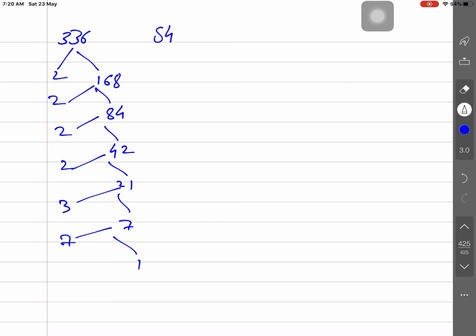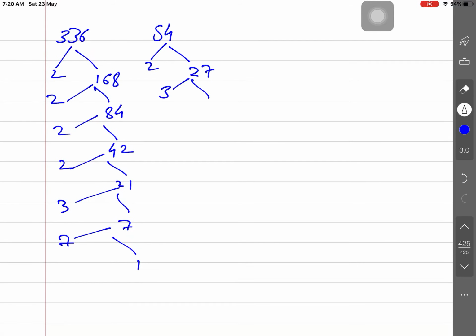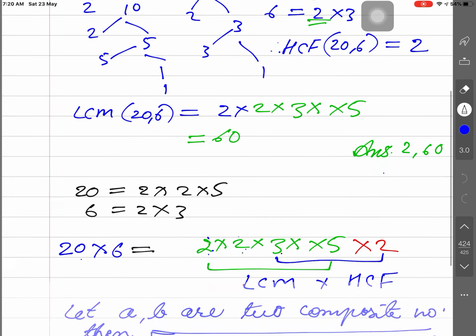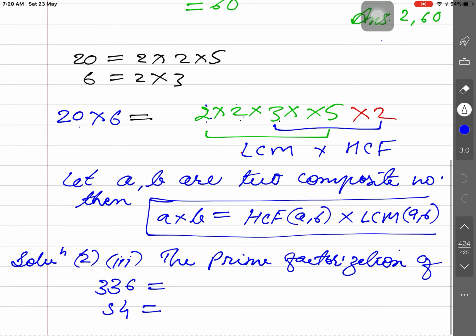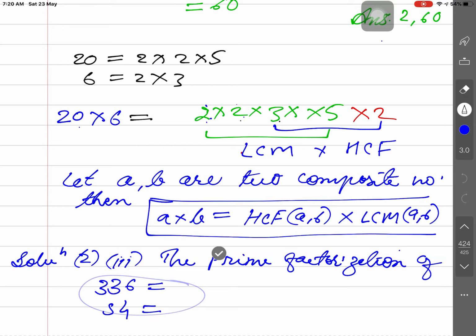54 is also there. 2 goes in that, 27 coming here. So 3 goes now in 27, 9 coming here. Again 3 goes, 3 coming here. Again 3 goes, 1 is there. Right, so 3 3s are 9, 9 3s are 27, 2 27s are 54. So it's a prime factorization. You may see this. The prime factorization is there. I can write the prime factorization in the next.